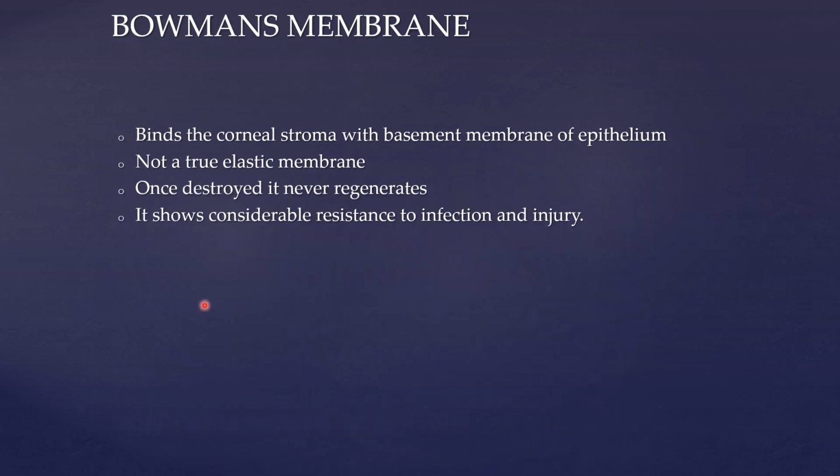As we move inside, the next layer is Bowman's membrane. As I told you before, it is not a true membrane, but it is actually the condensed part of the corneal stroma. It does not regenerate once it is damaged, and it is a thick and strong membrane, so it basically provides support and resistance against injuries and pathogens.